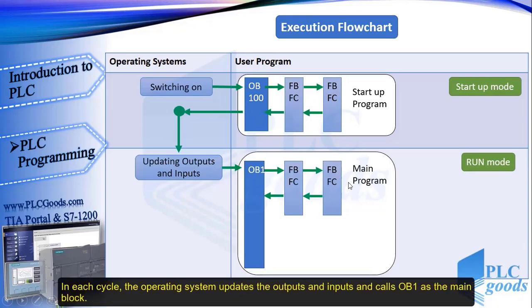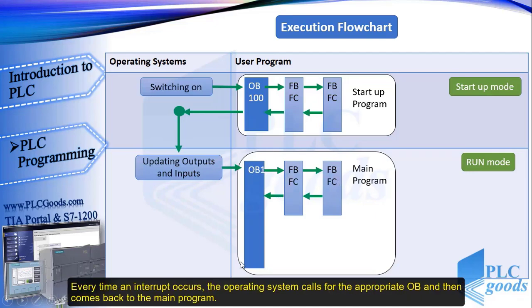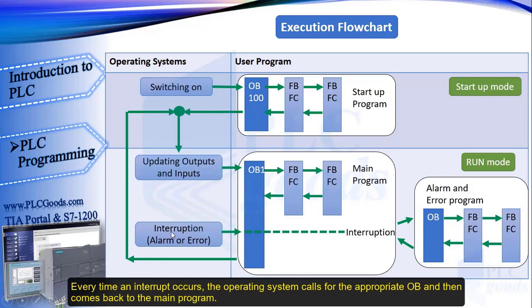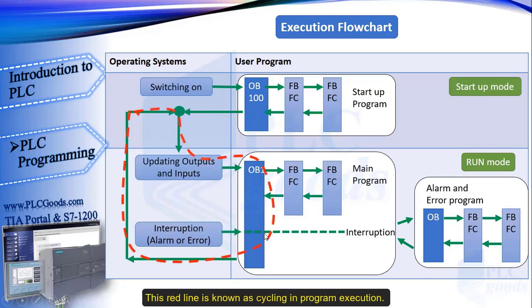In each cycle, the operating system updates the outputs and inputs and calls OB1 as the main block. Every time an interrupt occurs, the operating system calls the appropriate OB and then comes back to the main program. This red line is known as cycling in program execution.